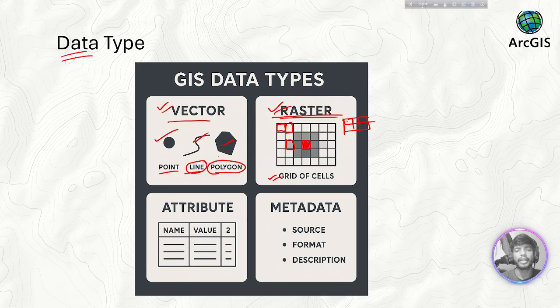The next data type is attribute data. We already know this is the attribute data, or tabular data. There will be the name, value and other things. This will be the attribute table. And last is metadata, which tells where the file is located, what the format is, and what the description is. All these things are available in the metadata. These are the data types in GIS.